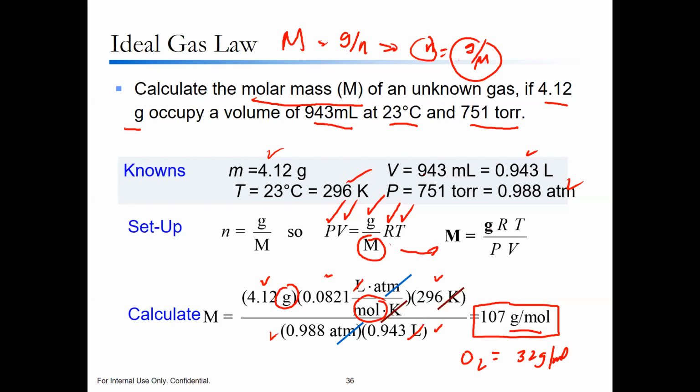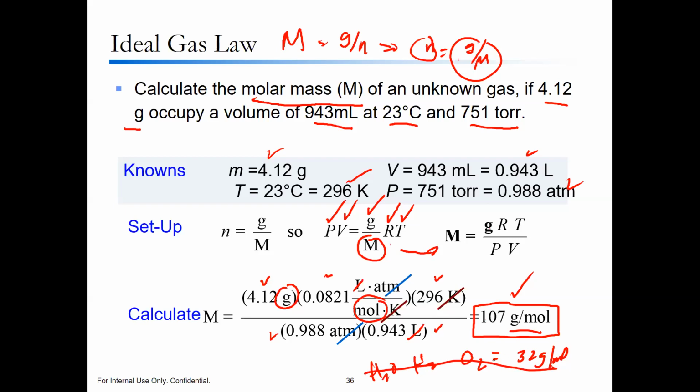So even though we're not sure exactly what gas it is, we can eliminate a lot of other choices. So we have to figure out, okay, what gas is 107? This tells us the molar mass of our gas. So we can say, oh, it's not oxygen, it's not H2, it's not H2O. So we know it's going to be this one.